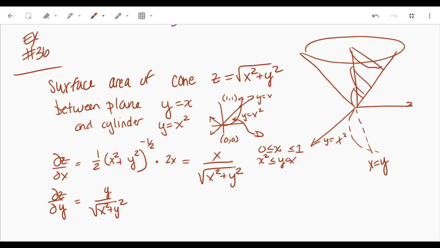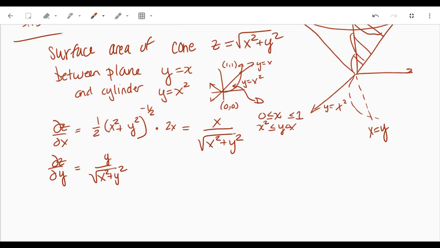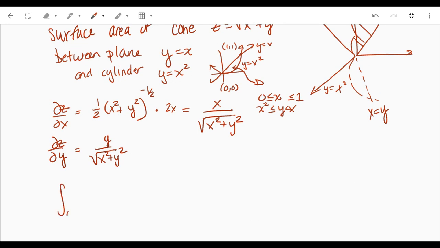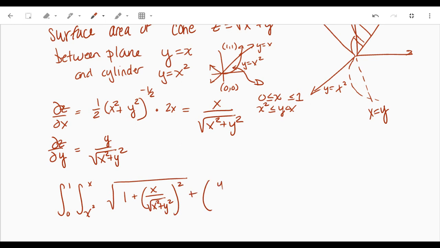For some reason I have it different in my notes, and I think that's a mistake. Let's see, x is between 0 and 1. Y, the lower bound is x squared. Oh, I do have it the right way in my notes. Okay, let's double check in my notes there. Okay, so I want the integral from 0 to 1, x squared to x, of the square root of 1 plus x over the square root of x squared plus y squared, squared, plus y over the square root of x squared plus y squared, squared. Okay, and then I've got dy dx.